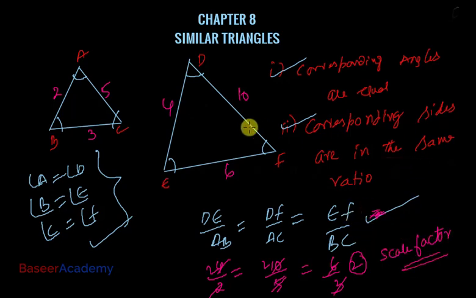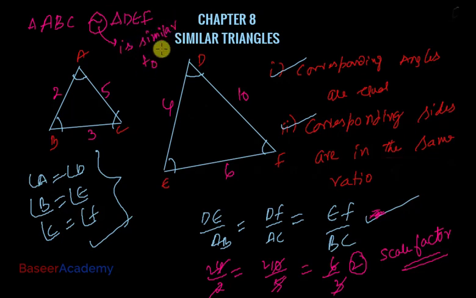When two triangles are similar, let's say triangle ABC is similar to triangle DEF, symbolically we represent it like this. Triangle ABC is similar to triangle DEF. This symbol is read as 'is similar to'. So we read it as: triangle ABC is similar to triangle DEF.